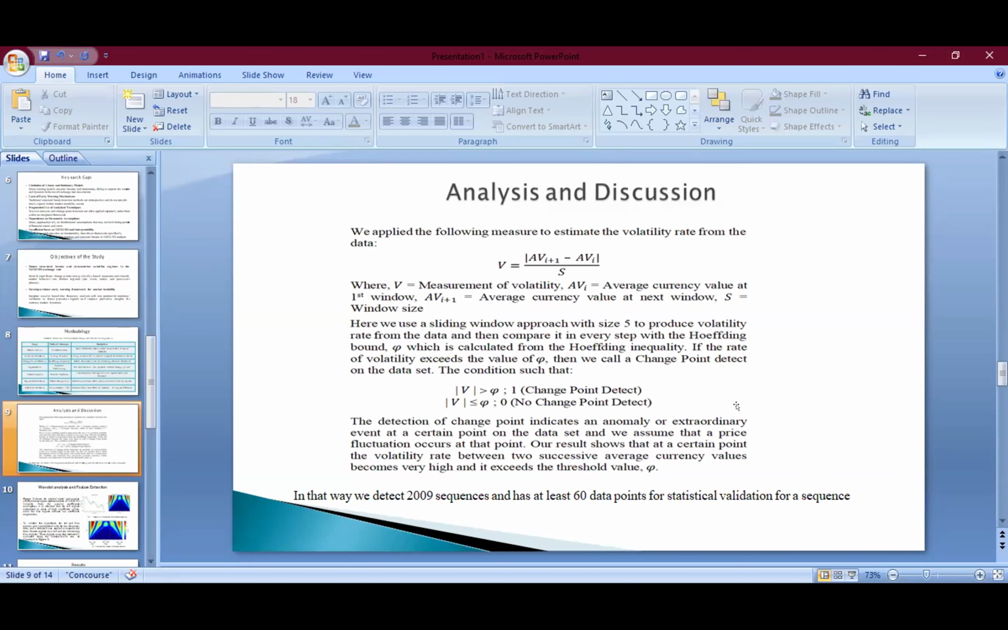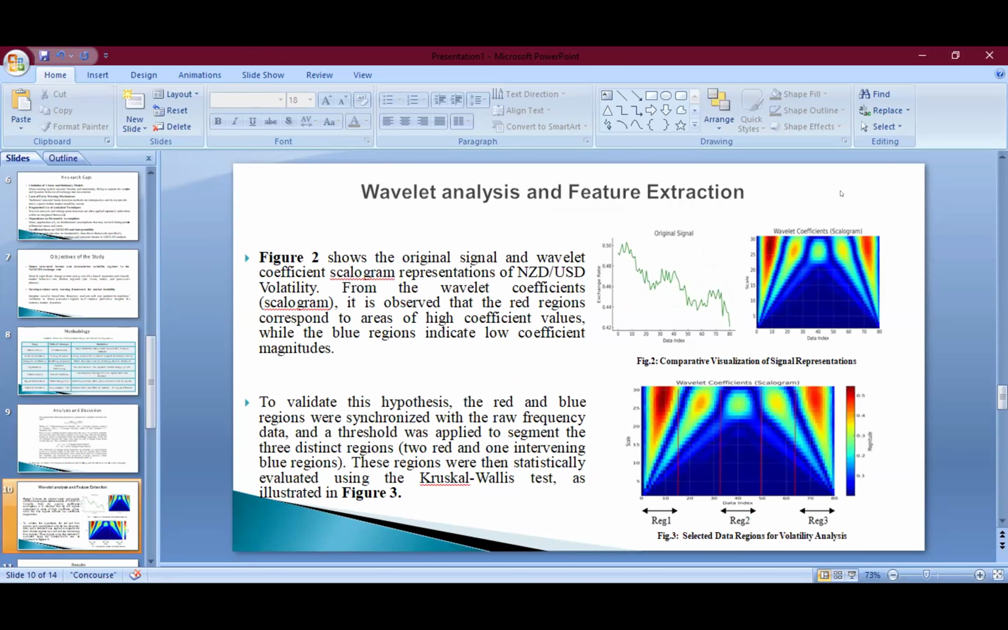By using this change point detection method, we detected a number of sequences, and we applied a restriction to the data because we need some validation for the statistical analysis. So we recommend at least 6 data points for statistical validation. In that way, in total, we get 2009 sequences for our analysis. After segmentation of the data set into 2009 sequences, we perform the wavelet analysis and extract the features.